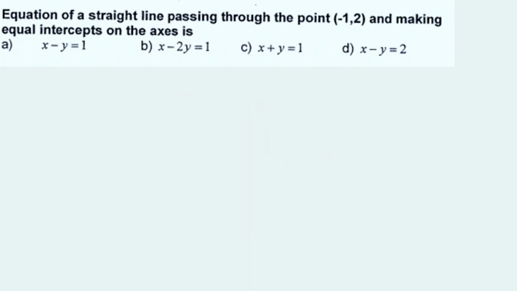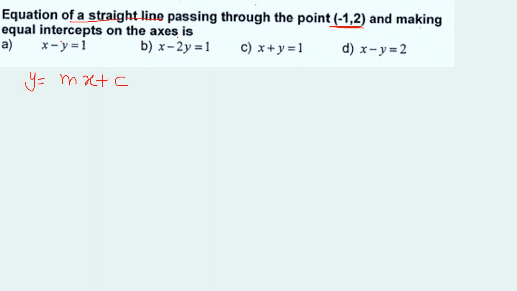Let's have a look at this question. Here we need to find an equation of a straight line passing through the point (-1, 2) and making equal intercepts on the axes. That means with both the x and y axis. For that, we know the equation of a straight line is y equals mx plus c.